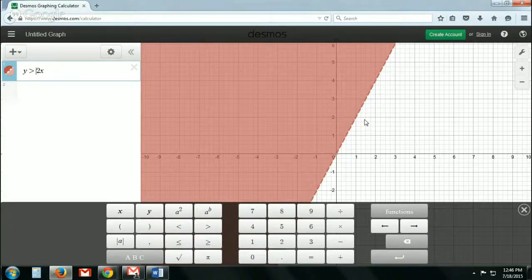When we cannot use 0, 0, just pick somebody else that the line missed to substitute in. If it's true, you shade that side. If it's false, shade the opposite side.